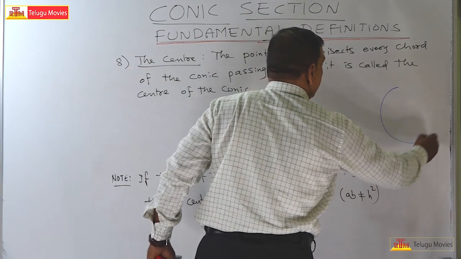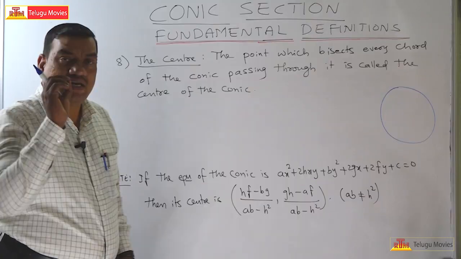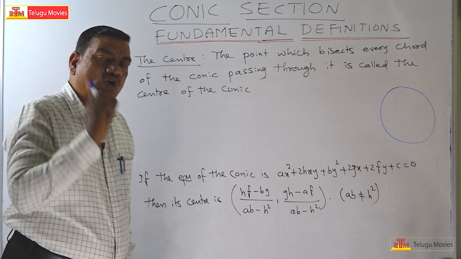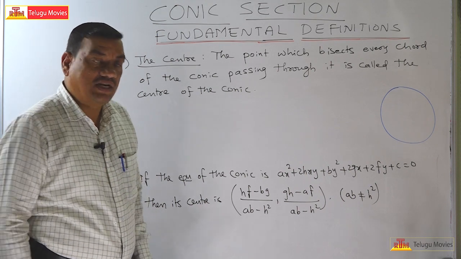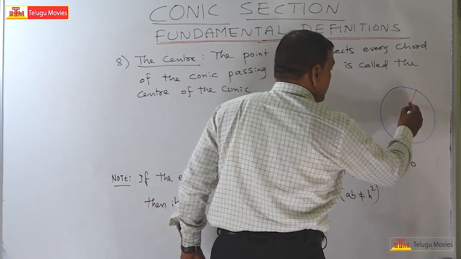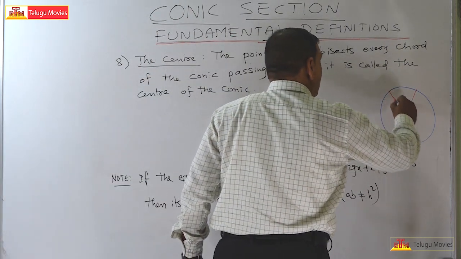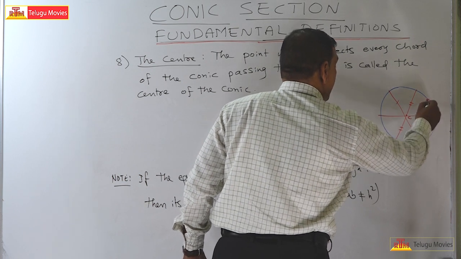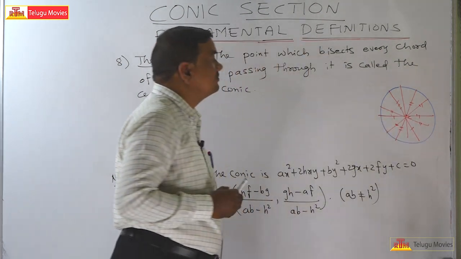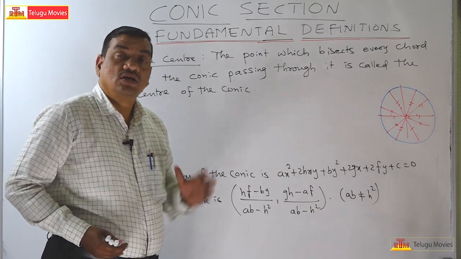Let us take a circle here. What is the center? The center is a point which bisects every chord passing through it. That means, if you take a chord here, the point bisects it. Bisects means making it into two halves. Let us take another chord passing through it, it is also bisected. Another chord, another chord, another chord. It is bisecting every chord passing through it, and that is called the center of the circle.